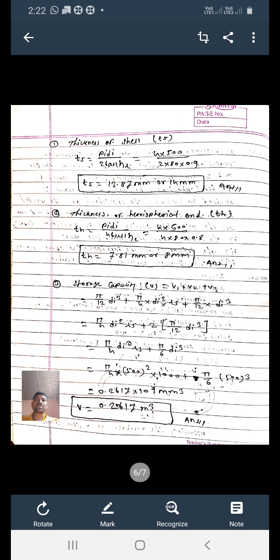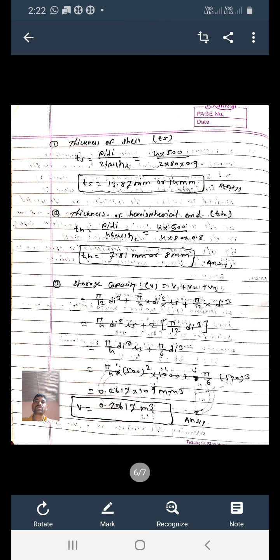Then second, thickness of the hemispherical end, TH is equal to pi di divided by 4 sigma allowable into NC. Here the NL and NC values are given. Put both values in the thickness of the shell and thickness of the hemispherical end. You will get TH as 8 mm. Then third is the important part, storage capacity.